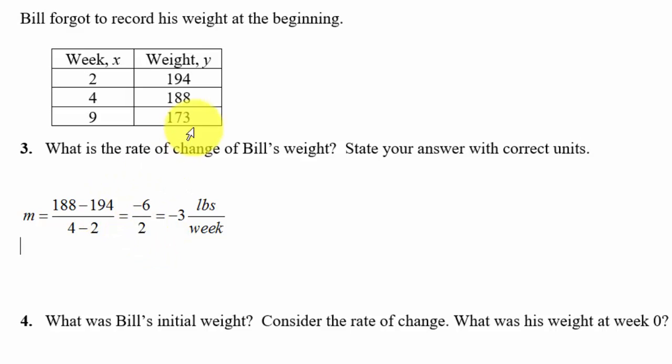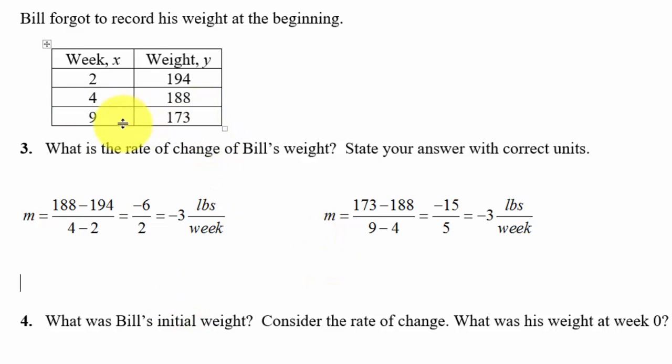So my first calculation, I used the 2 points that correspond to weeks 2 and week 4. So my change in output was the 188 minus 194, and my change in input was the 4 minus 2. So change in y over change in x, and that left me with negative 3 pounds per week. I'm going to do one more just to make sure the average rates of change are constant to guarantee that we have a linear function here. So I'm going to do this calculation again with 2 different points.